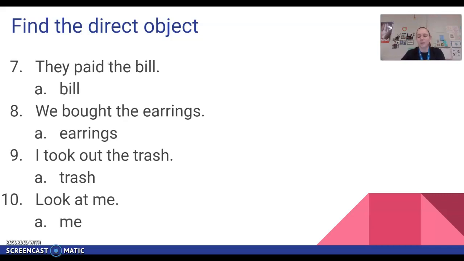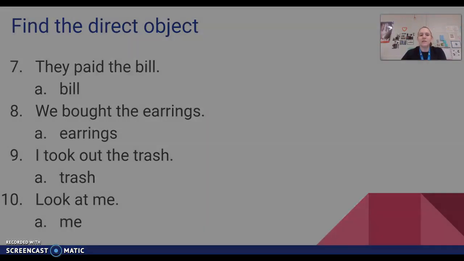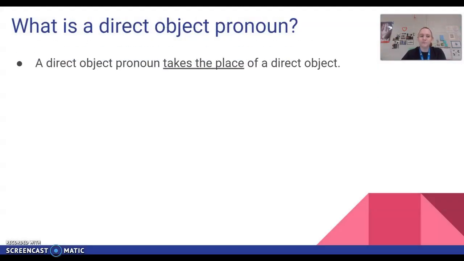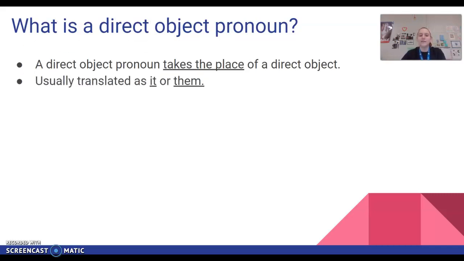Okay. So now let's talk about a direct object pronoun. A direct object pronoun takes the place of a direct object noun, and this keeps us from being repetitive. In English, it usually comes across as it or them.